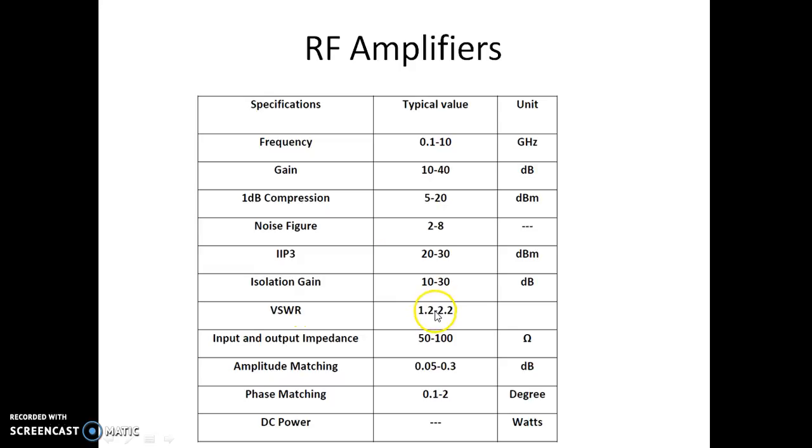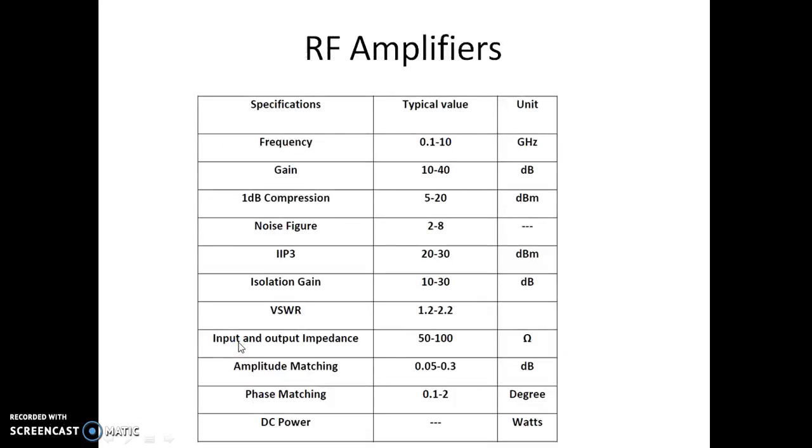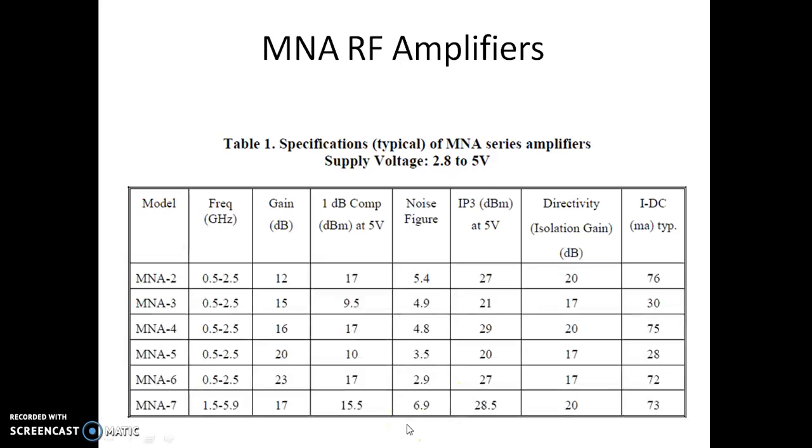VSWR ranges from 1.22 to 2.2, and we have input impedances ranging from 50 ohm to 100 ohm. The amplitude matching varies from 0.05 to 0.3. The phase matching would be from 0.1 to 2 degrees. The DC power varies as per the requirement.